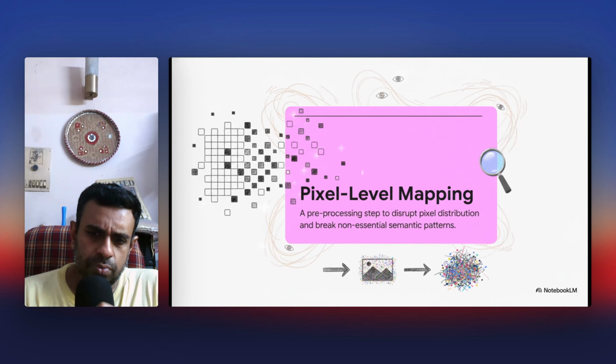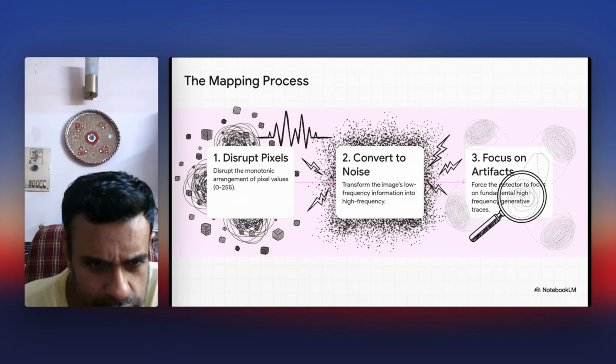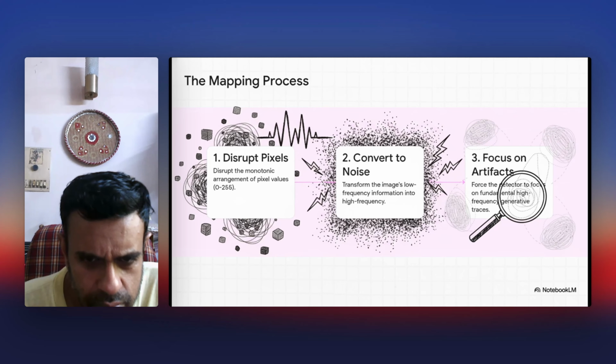This really powerful technique is called pixel level mapping. It's a simple step that happens before the detector even lays eyes on the image. It works by systematically changing the value of every single pixel. The goal is to just shatter all the recognizable patterns and, in doing so, amplify the hidden, almost invisible artifacts left behind by the AI generation. So let's break down how this actually works. First, the process scrambles the original pixel values.